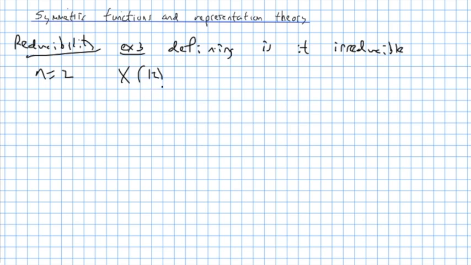so I'm writing this in one line notation. To the identity, I associate the identity permutation matrix, and to the other permutation, 2 1, I associate the matrix, this matrix here, where this is a 0. Okay.